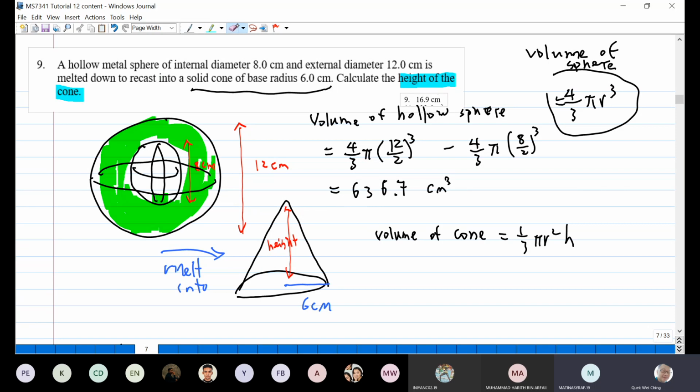Okay, volume of a sphere is on top here. Now the volume of a cone. Okay, the cone is even less familiar here. So it is 1/3 pi r squared times h here. And this comes from the hollow sphere.